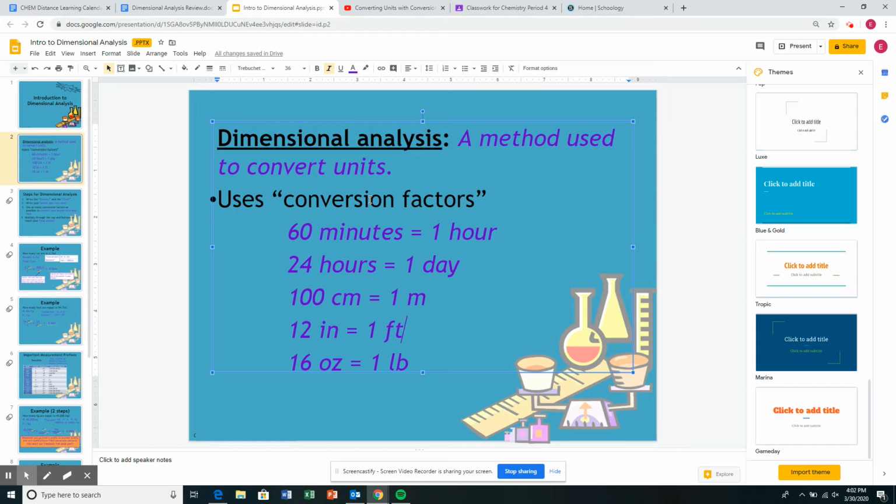So conversion factors are like what is equivalent, right? How can we go from minutes to hours? Well, we need to know that there are 60 minutes in an hour. How can we go from hours to days? Well, we need to know that there are 24 hours in a day. How many centimeters are in a meter? How many inches are in feet? All of these are conversion factors. So if we wanted to convert units, let's say a problem where we want to find out how many hours are in 252 minutes, we would set up a problem that uses this conversion factor to give us what we want to know.